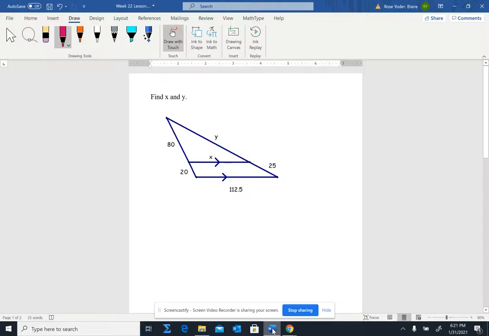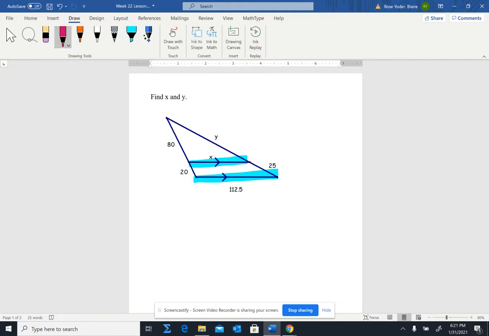We've been studying similar triangles the last couple of weeks, and now we're going to look at what happens when you have similar triangles that are embedded within each other. The key for all these problems is you're going to notice that there are parallel lines. If there's not, then you won't necessarily be able to set these up the same way.